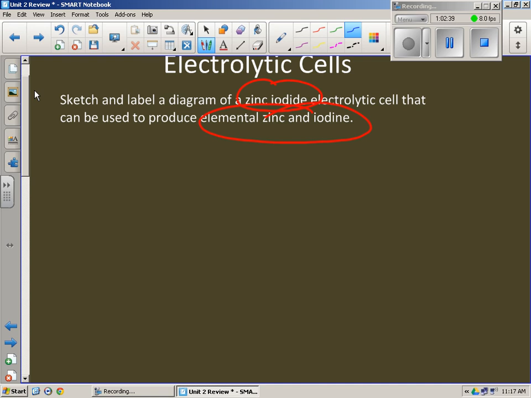Well, it says zinc iodide wants to turn into zinc and iodine. So how does zinc 2 plus turn into zinc? So that's what you want to look for, okay? That's really, really important for electrolytic cells.